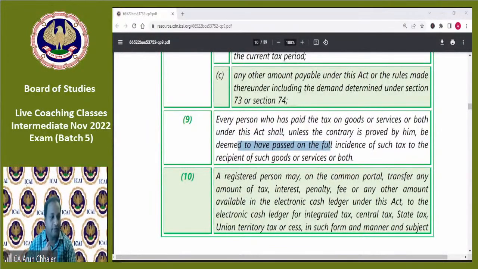Means refund can be taken by the recipient who bears the incidence of the tax, absolutely correct. Who bears the incidence of the tax will be eligible for refund. So in my point, I would like to say that if I am collecting from you, that incidence has been passed from the supplier to the recipient.